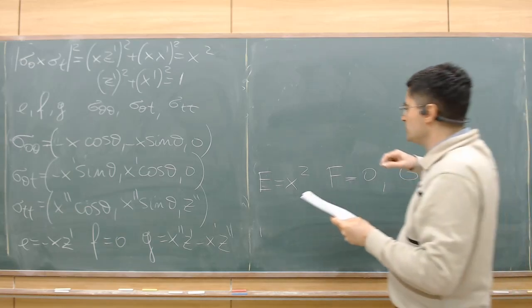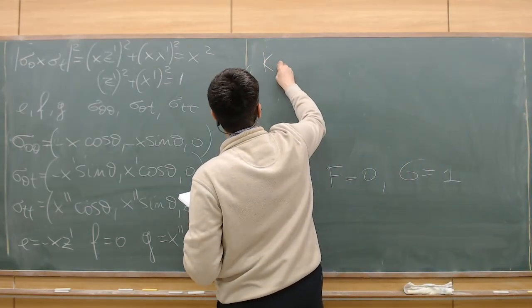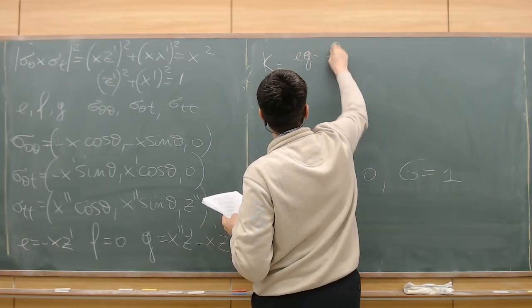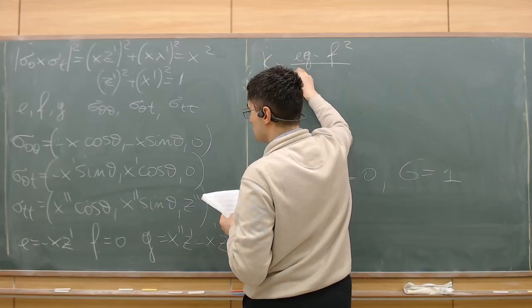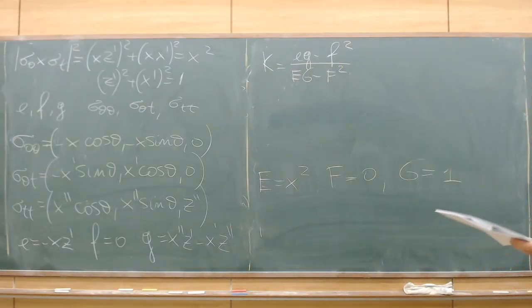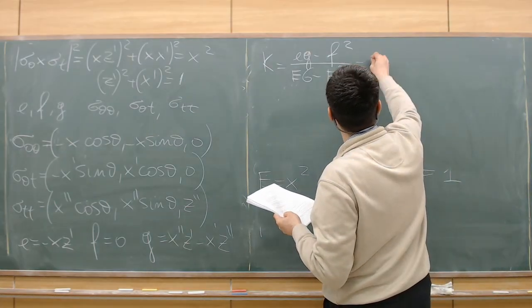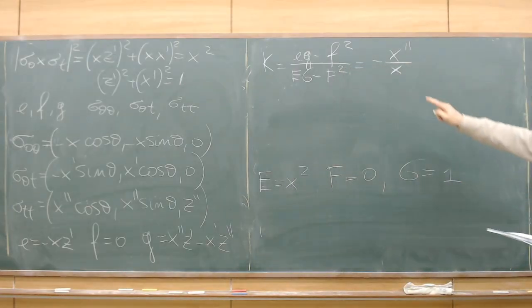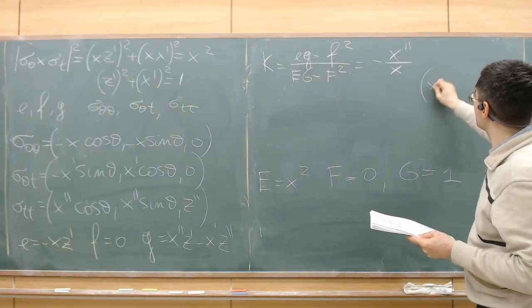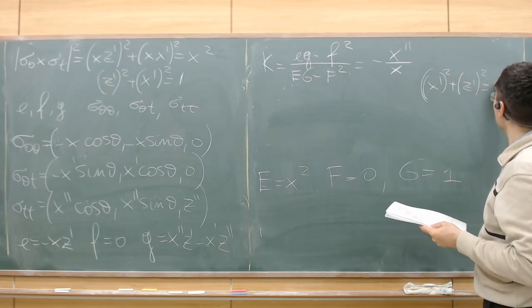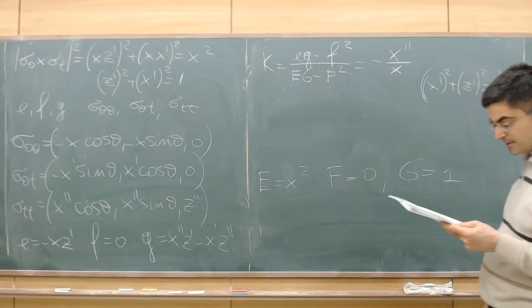The Gauss curvature is a very simple formula, minus x second over x. Also in this case we use the fact that x prime squared plus z prime squared is equal to 1, otherwise the formula would be more complicated.